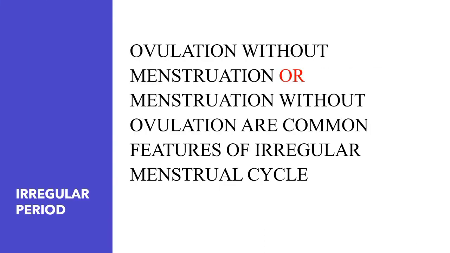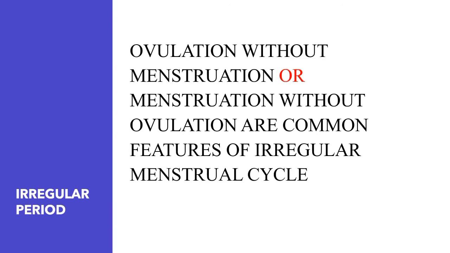There are 2 issues that are common features of irregular period. Firstly, you could have ovulation without menstruation. This makes tracking of ovulation difficult. Secondly, we could have menstruation without ovulation. This also makes the timing of ovulation difficult, and for women who are planning to get pregnant, it becomes difficult to time the period of ovulation with intercourse.